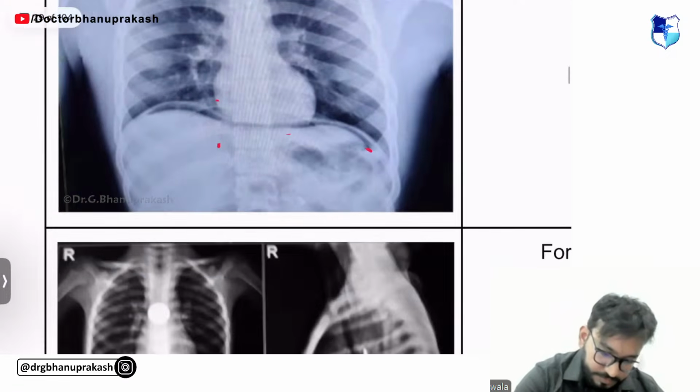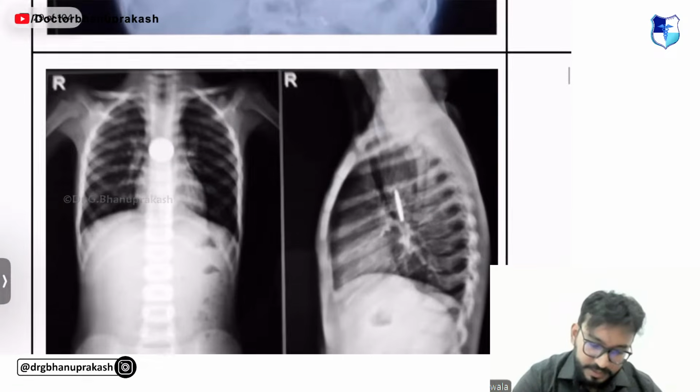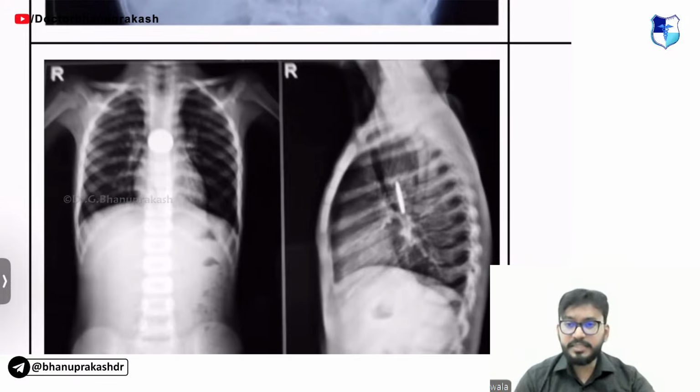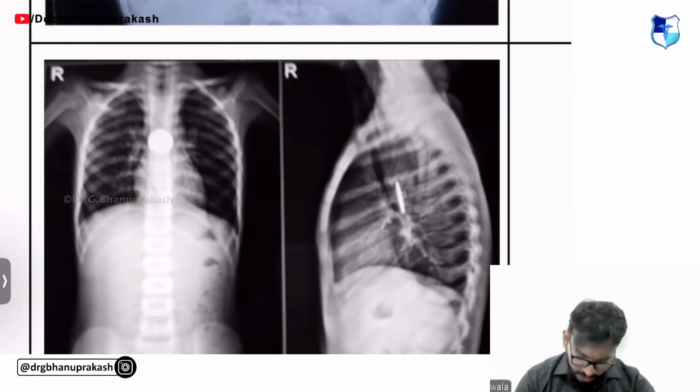Come on, guys. This is very easy, very commonly asked. What is this? Esophageal foreign body. Absolutely right, Anirudh. This is an esophageal foreign body. But why do you say so? Why esophageal and why not trachea?